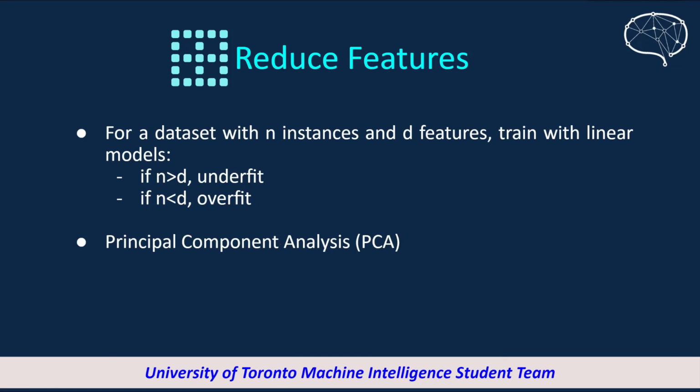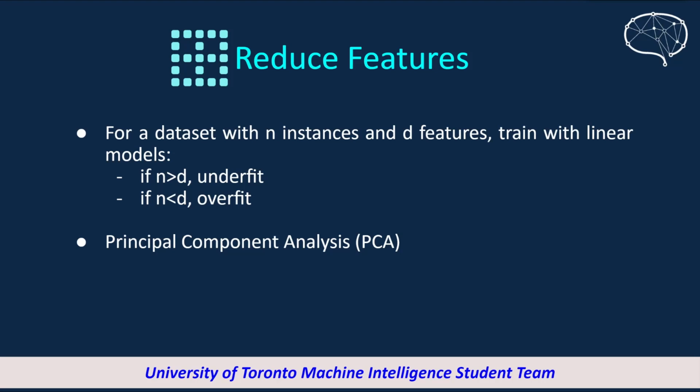So for a dataset with n instances and d features, if we want to train only with linear models, there's this case. If n is larger than d, so you have more data points than features, then it's very likely that your linear model would underfit, because there are so many data points. You cannot adjust the linear model to fit exactly every data point.